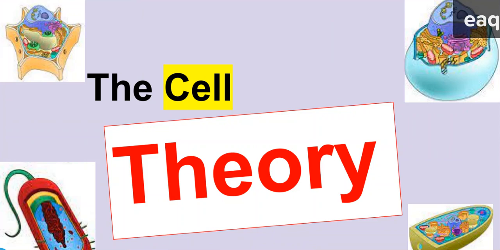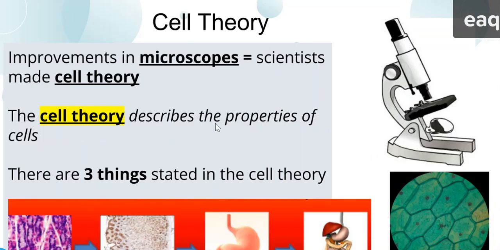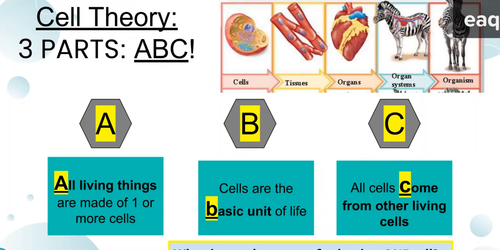So what is the cell theory? The cell theory came after improvements in the microscope allowed scientists to discover cells. The cell theory describes properties of cells that are facts as we know them. There are three things stated in the cell theory.